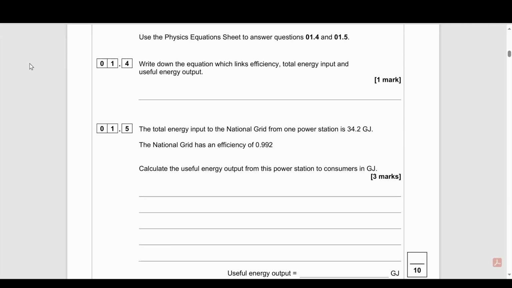Use the physics equation sheet to answer the next two questions. Write down the equation which links efficiency, total energy input, and useful energy output. So again, looking at your equation sheet, finding the equation that involves efficiency, that'll be efficiency is equal to useful energy output divided by total energy input.